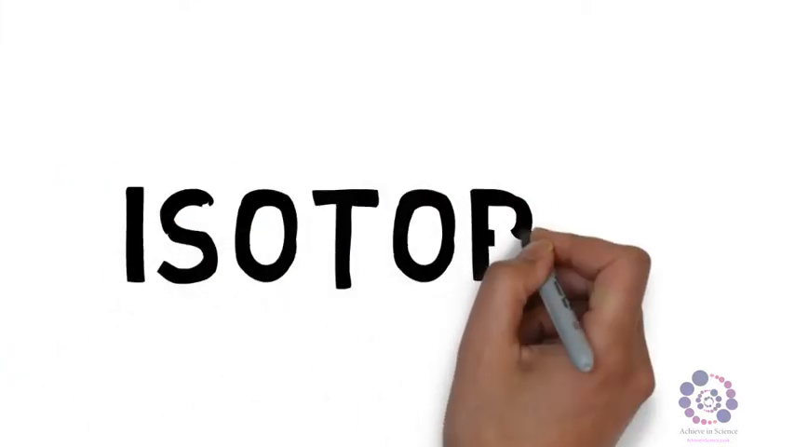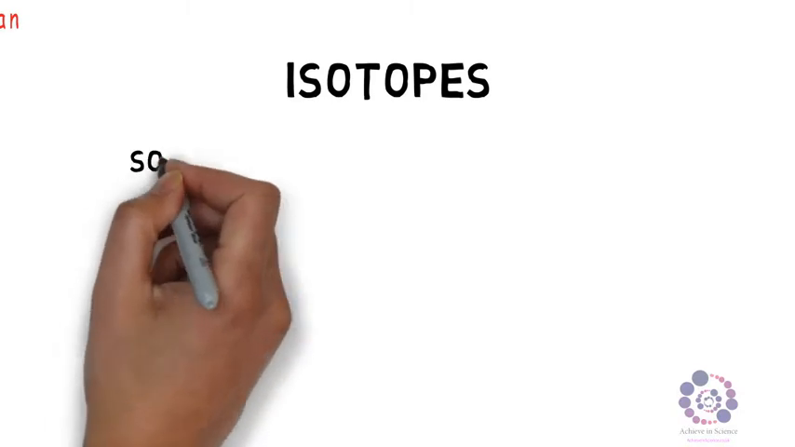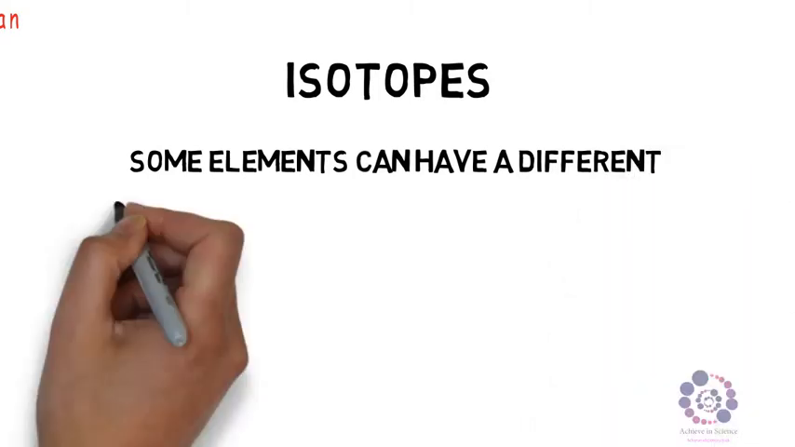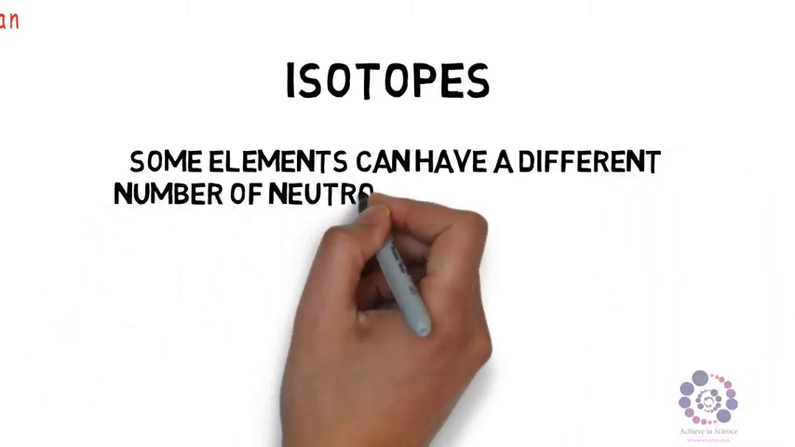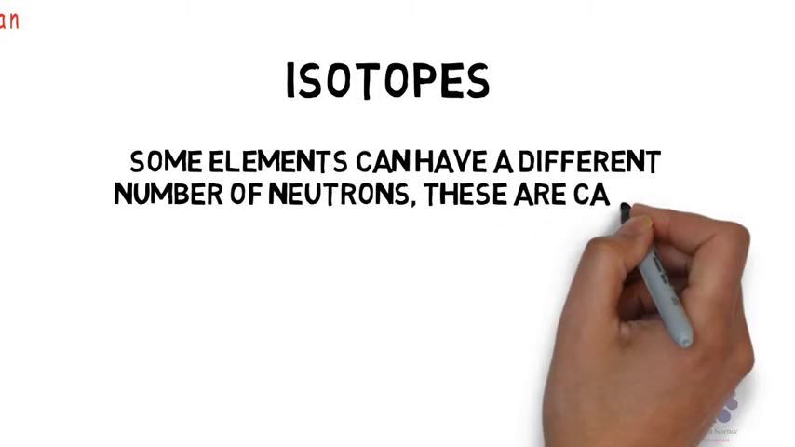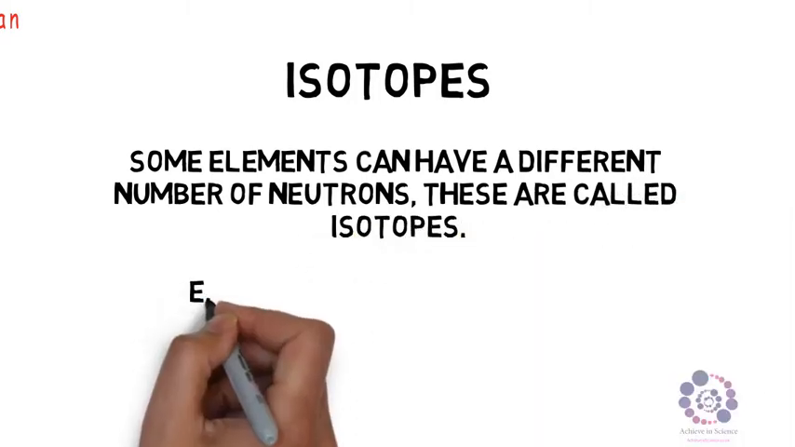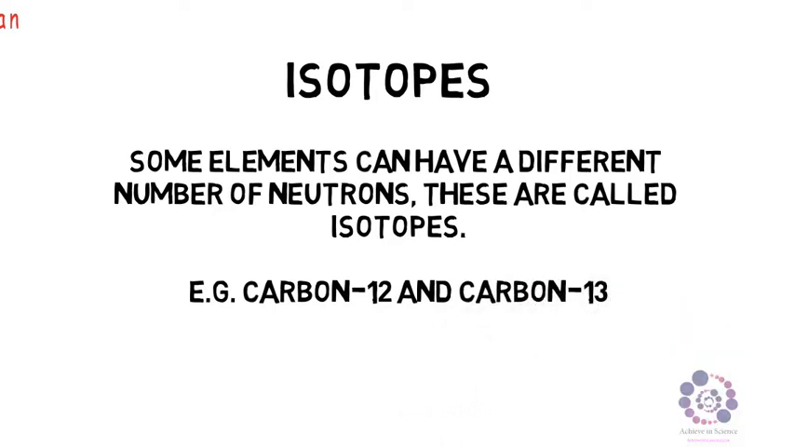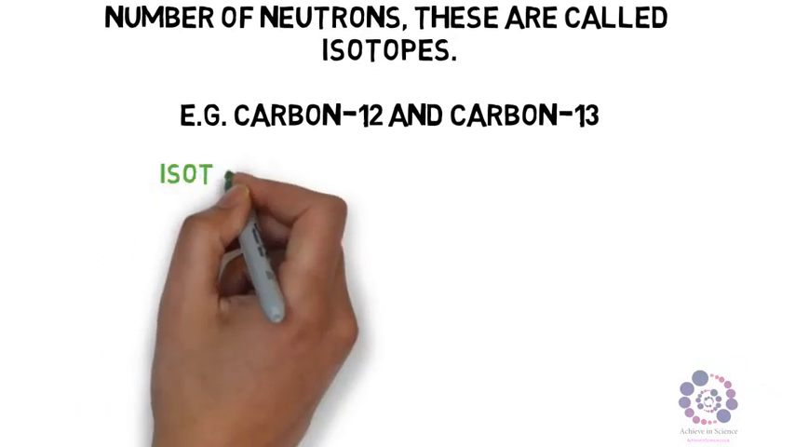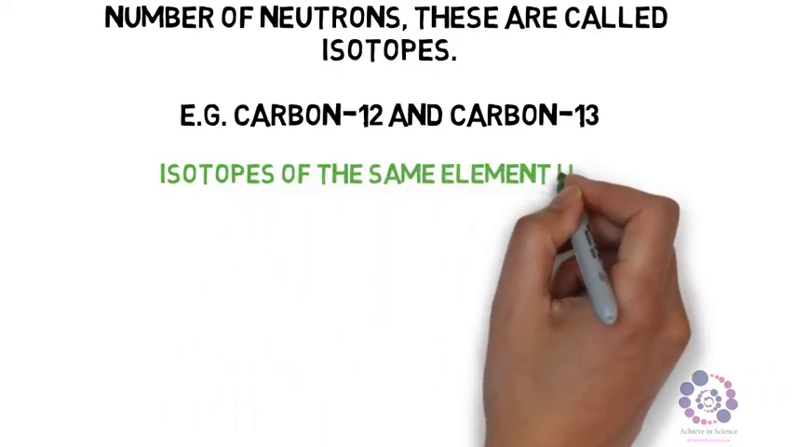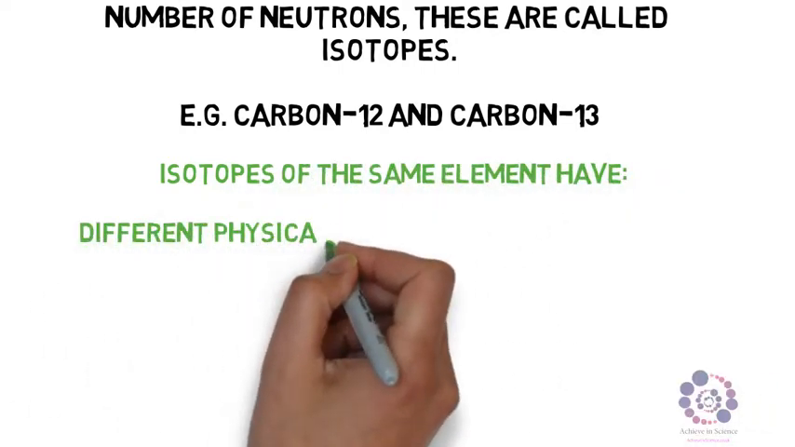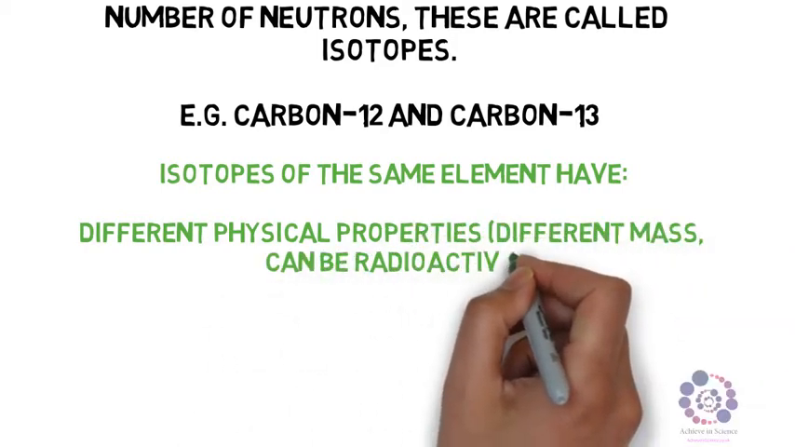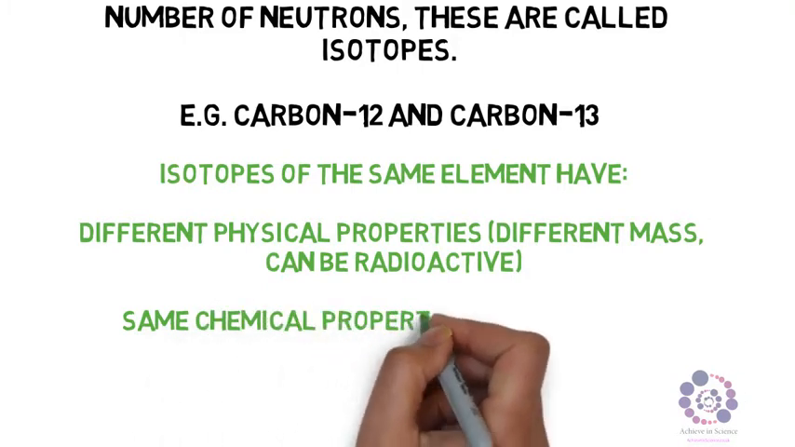Now let's look at isotopes. Some elements can have different number of neutrons and are called isotopes, e.g. carbon-12 and carbon-13. Isotopes of the same element have different physical properties, i.e. they have a different mass. They can be radioactive. Despite this difference, they have the same chemical properties. For instance, all hydrogen isotopes react with water and oxygen.